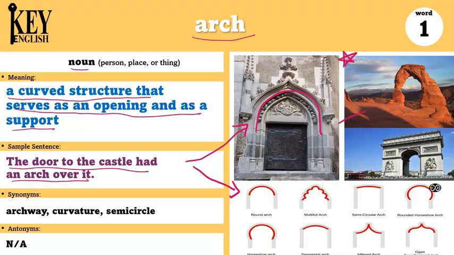For example, if you look at this picture, there is an arch in the canyon. You can see here it's made out of rocks. And here's some other kinds of arches that can be found all over the world. Some synonyms for arch are archway, curvature, and semicircle, which means half circle. There are no antonyms for this word.